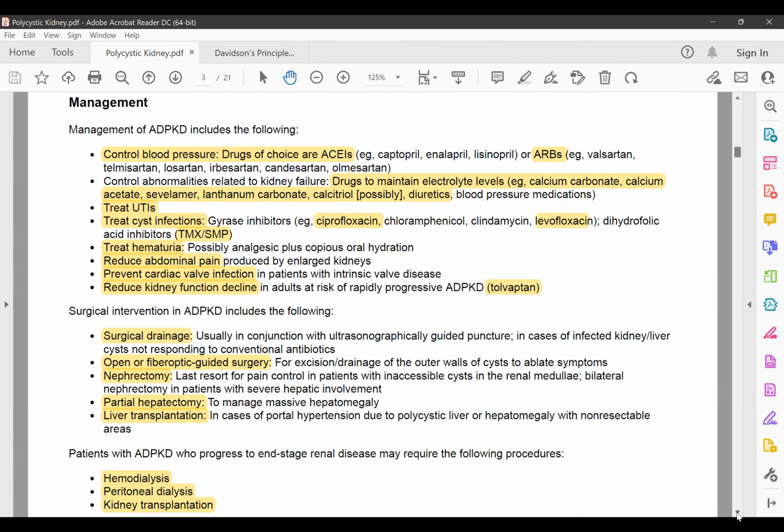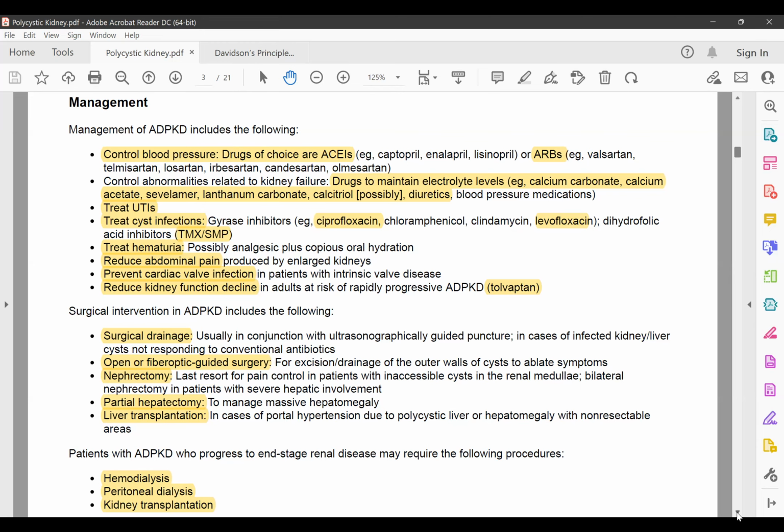Abdominal pain, enlarged kidneys are there. You do cyst drainage or laparoscopic guided cyst wall opening, or sometimes nephrectomy or partial nephrectomy. Another important thing is cardiac valve infections can occur in people who already have valvular disease with polycystic kidney.